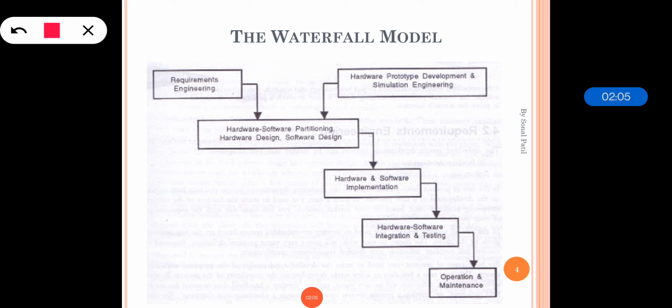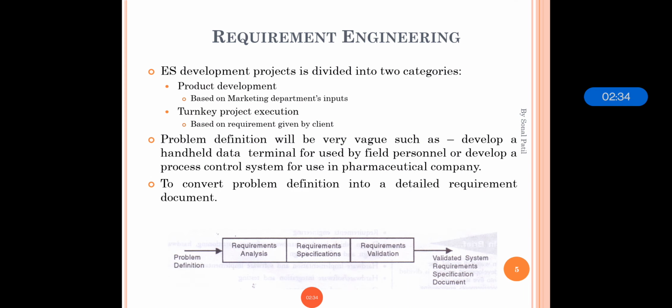In the waterfall model, the development process is divided into 5 stages. That is the requirement engineering, design, which involves hardware software partitioning, hardware implementation and software implementation, hardware software integration and testing, operation and maintenance. In the same way, hardware prototype development and simulation engineering. So these are the phases that come under the waterfall model.